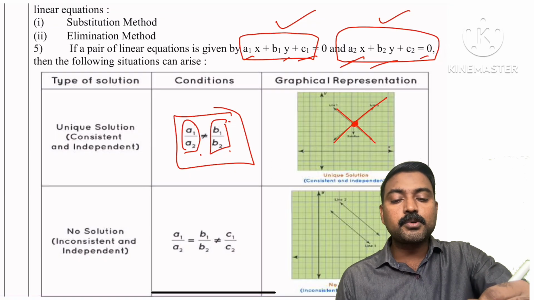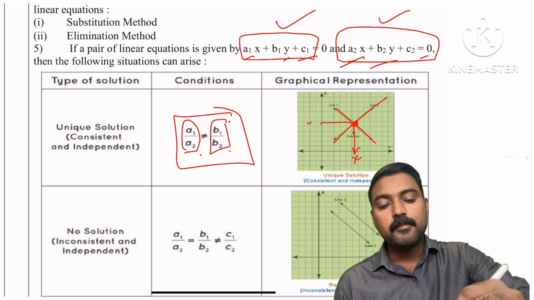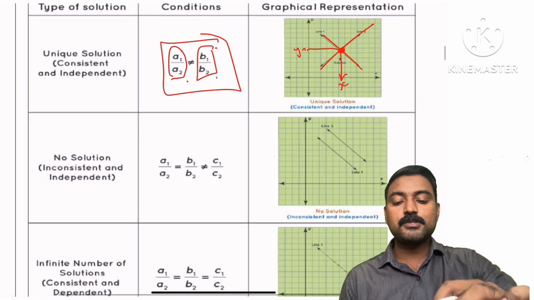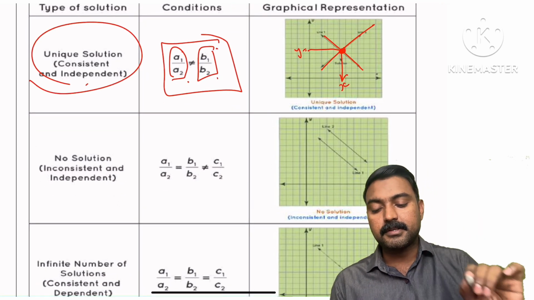There will be a unique solution. Unique solution means by checking the x value, one x answer will be there, and by checking the y value, you may get the y answer also. So a unique solution is there. This condition is called unique solution, consistent, independent.